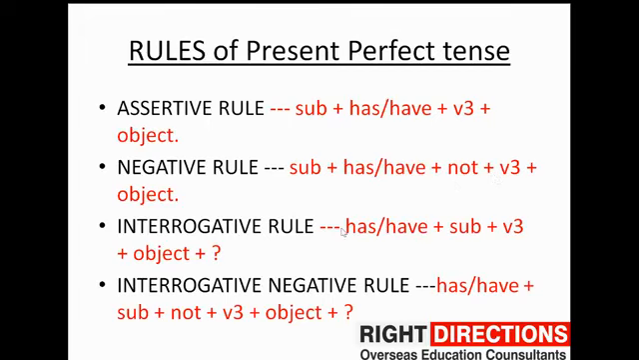For interrogative, we will be using has, have before subject and at the end there must be question mark. For interrogative negative rule, has, have plus subject plus not plus third form of verb plus object and plus question mark.